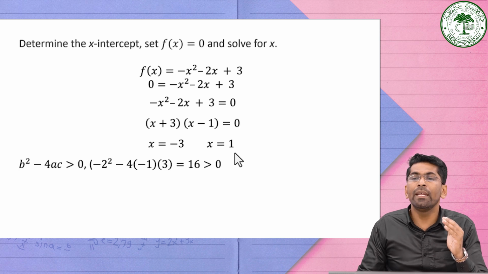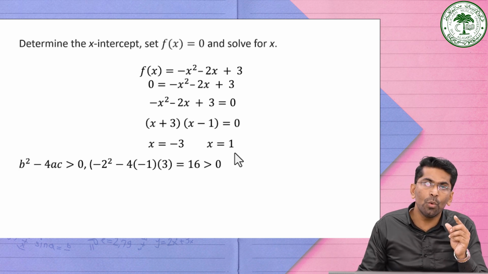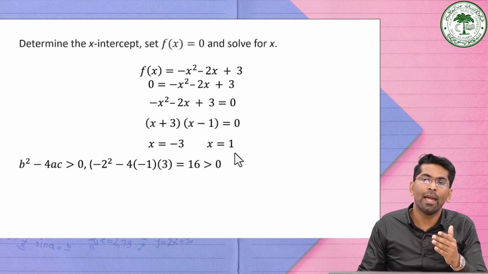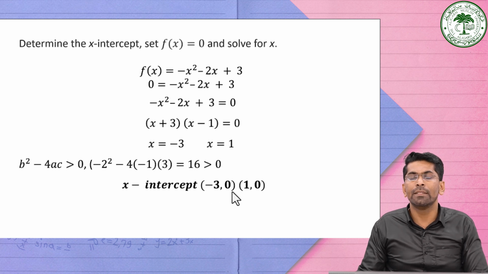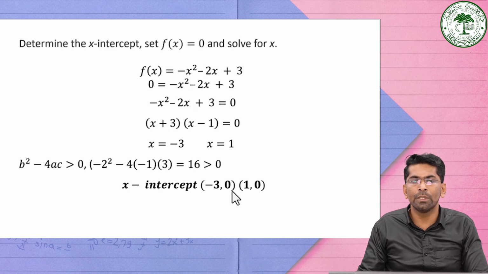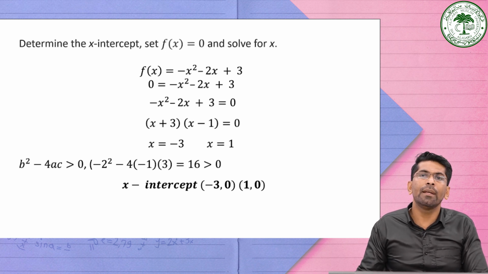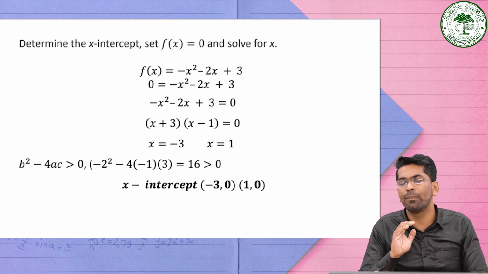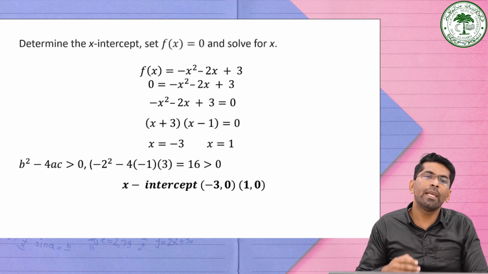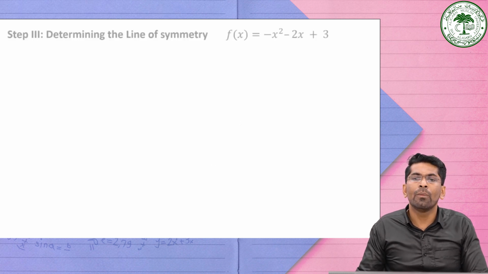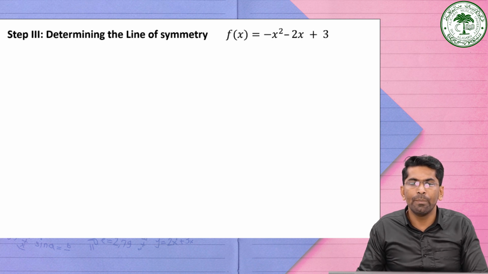It means the parabola passes through 2 points at the x-axis, and these 2 points are the x-intercepts, and we can say that they are minus 3, 0 and 1, 0. That means when x is equal to minus 3, y is equal to 0, and when x is equal to 1, y is equal to 0. So this is the x-intercept term. So we estimated the y-intercept term and x-intercept term, and we also know the shape of the parabola. Now we can go for determining the line of symmetry.